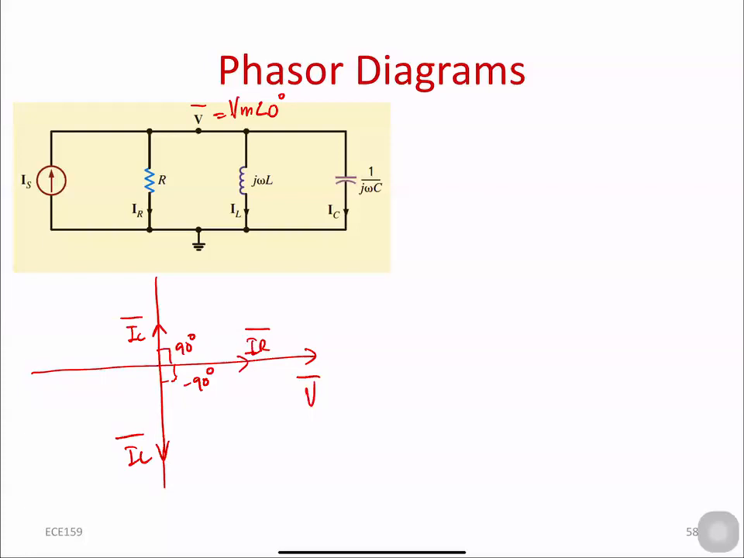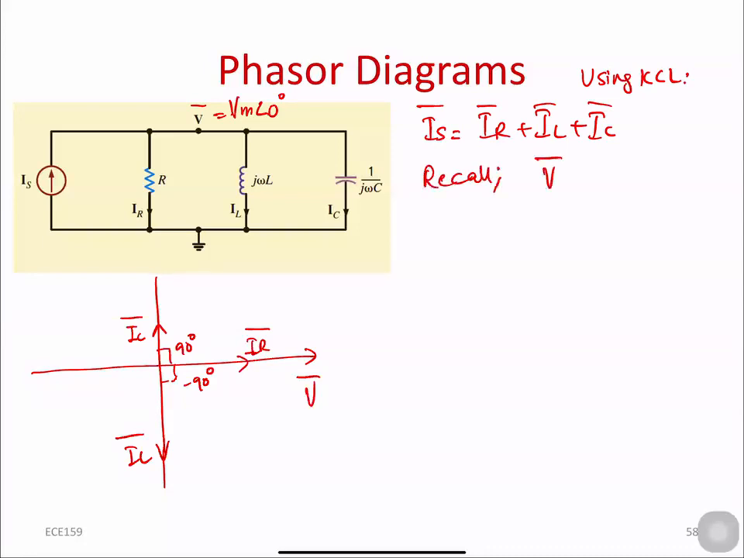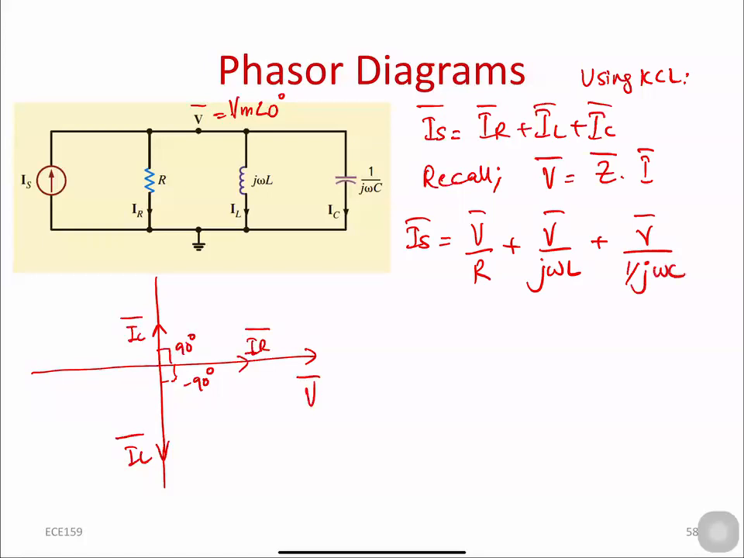Now, what is IS in this case? You can find out the total current IS by simply adding up all three currents using Kirchhoff's current law. And please recall that voltage is equal to the impedance times the current. And we can replace this by its values. Impedance of the inductor is j omega L, while the impedance for the capacitor is 1 over j omega C. And we derived this also in our previous lecture.